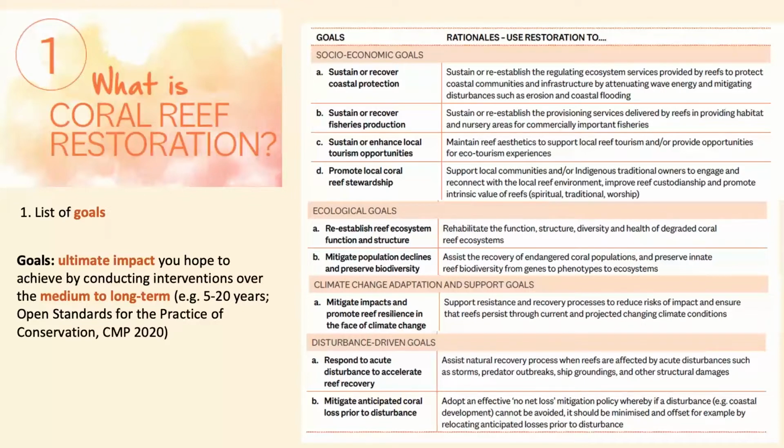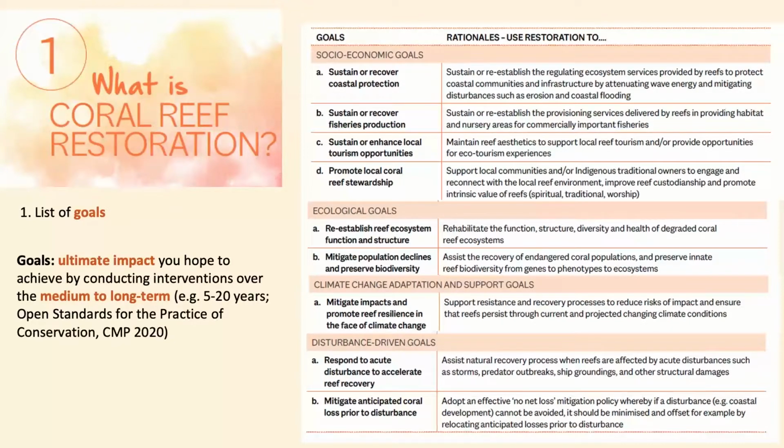Also, part of this section was looking at the main goals. A lot of this information came from that review of 400 case studies of coral restoration projects around the world, and we split these into four groups. Of course, the goal is the ultimate impact you hope to achieve by conducting interventions, and we really want to have that focus on the medium to long term. So it could be 5 to 20 years for coral reefs.